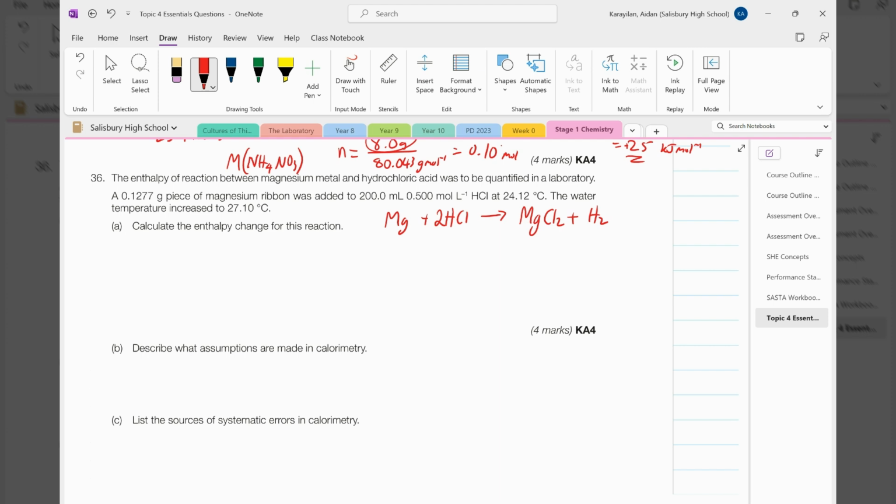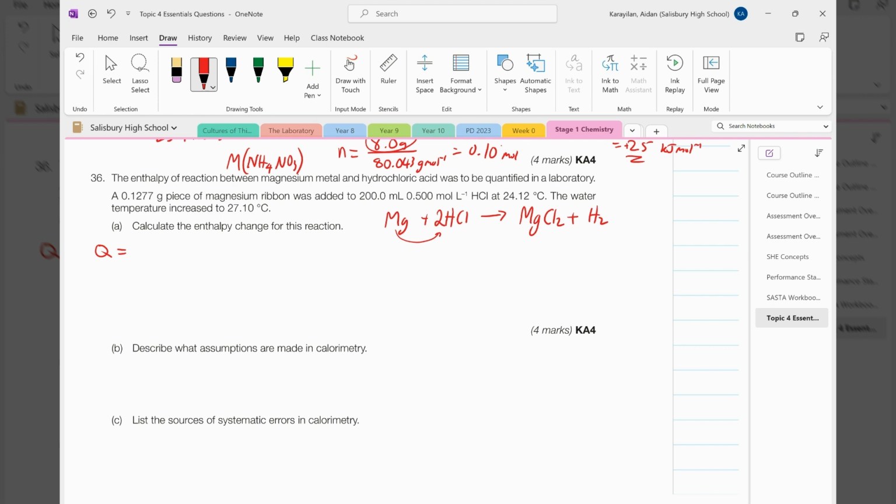Now, I'm not sure if we'll need to use it, but sometimes you would to be able to convert from the stoichiometry of this to this. So for every one mole of magnesium, we need 2 moles of HCl to react with it. So moving on, it says calculate the enthalpy change for this reaction. So like always, we need to look at the water first, so the energy change of the water.